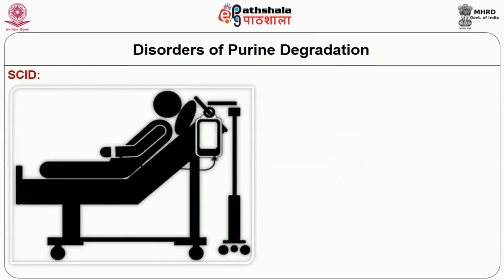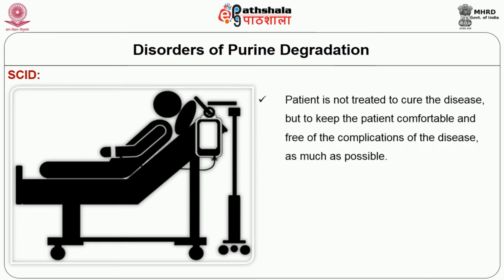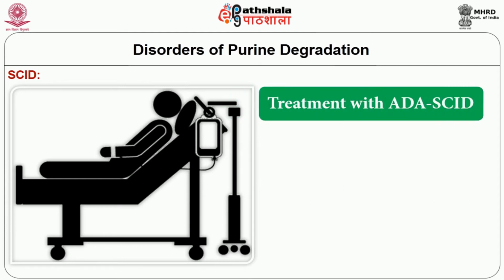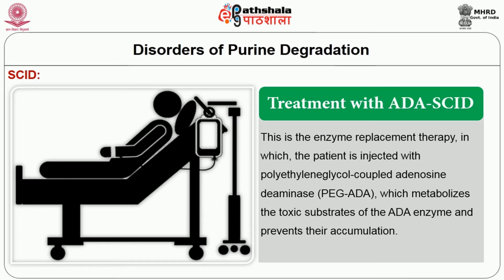There are also some non-curative methods for treating SCID. This means the patient is not treated to cure the disease, but to keep the patient comfortable and free of the complications of the disease as much as possible. Among such methods, reverse isolation involves the use of laminar airflow and mechanical barriers to isolate the patient from any harmful pathogens present in the external environment. With ADA SCID, enzyme replacement therapy is needed.